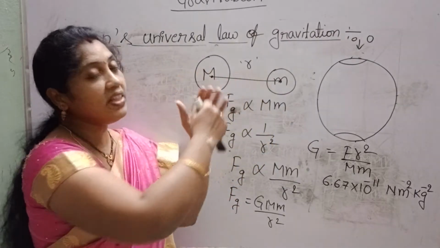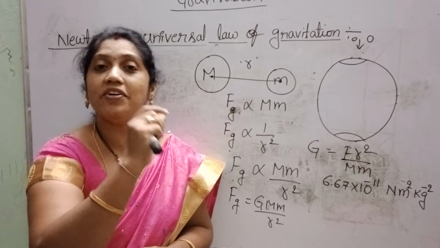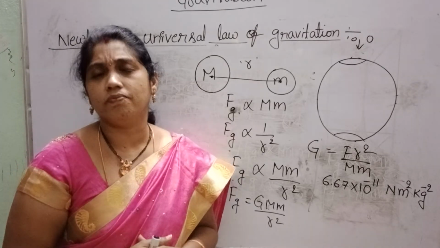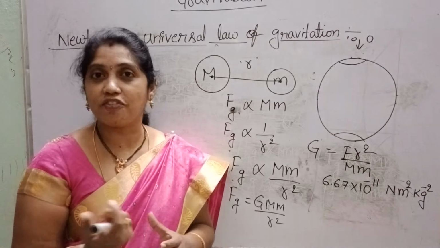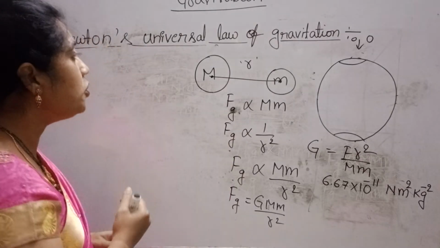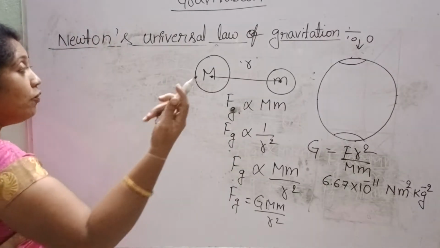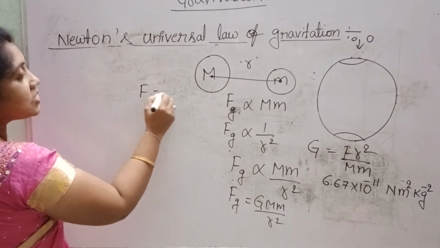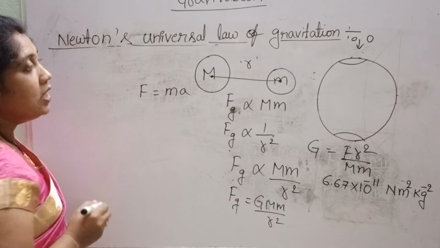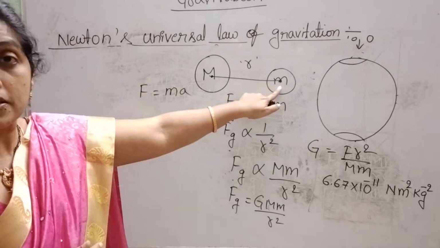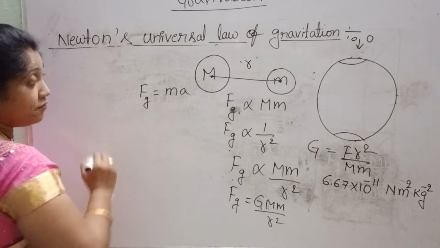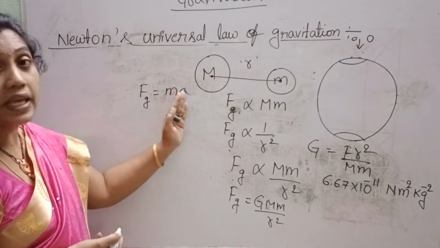That means in between these two bodies, the gravitational force of attraction is constant. But we know Newton's second law of motion. According to Newton's second law of motion, we know the equation of force: F is equal to ma. So for this body, the smaller mass, the gravitational force of attraction, Fg, is equal to ma.